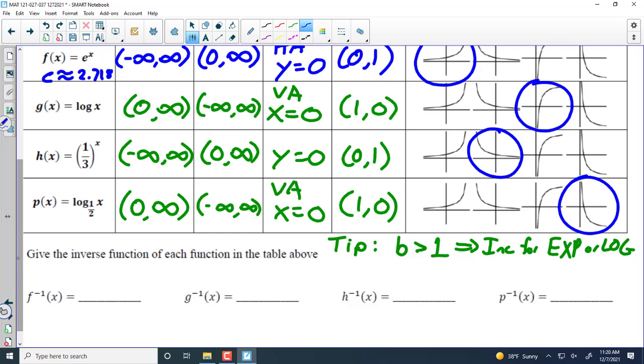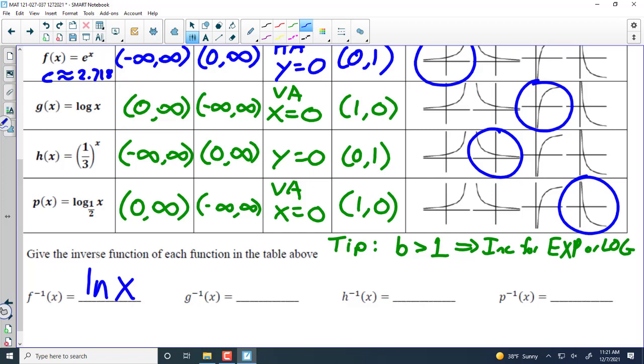If you start with an exponential, your inverse should be a logarithm. If you start with a logarithm, your inverse should be an exponential. f of x is the exponential function e to the x. Its inverse is the logarithm function with the base of e. Most people do not write log base e. What do they write instead? ln of x. Good.